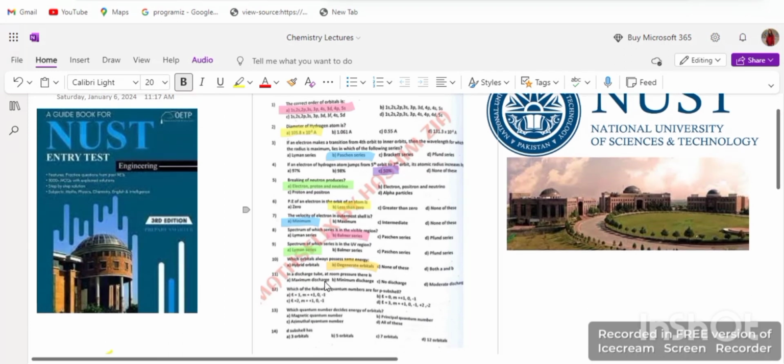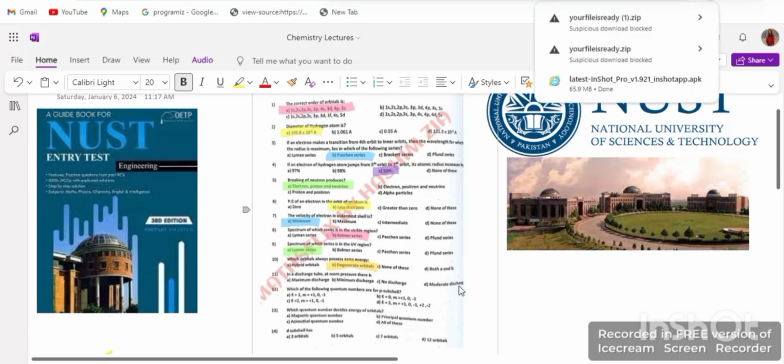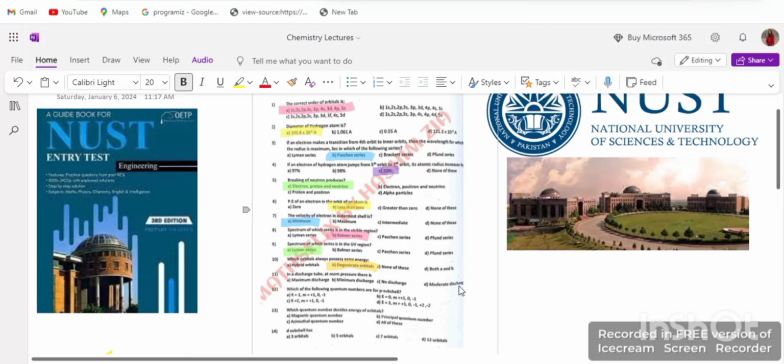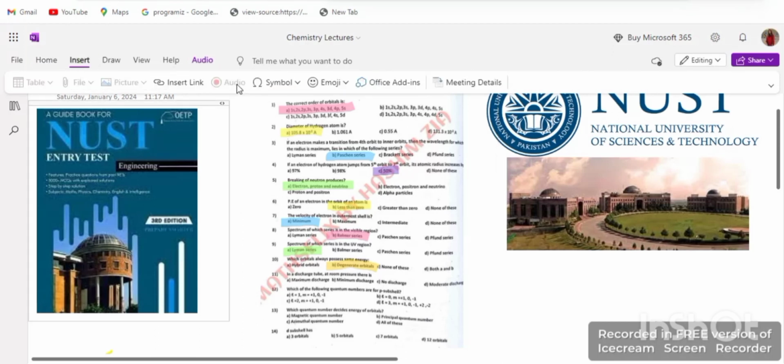Alright, in a discharge tube at room pressure there is a maximum discharge, minimum discharge, no discharge, moderate discharge. This we have already discussed when we were discussing the discharge tube experiments, when we were basically discovering the electron and the proton in the discharge tube. So there we have already discussed at room temperature there was no discharge, right? So our correct option here is no discharge. There would be no discharge.